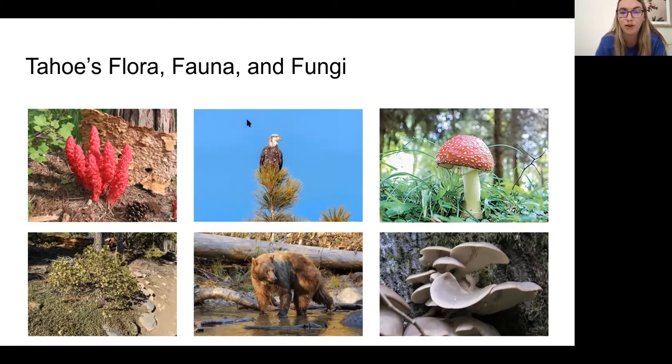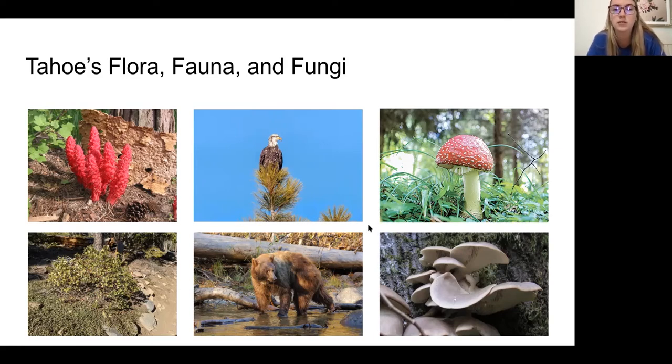And then in the middle, we have our fauna or our animals. These are the two different examples that I just gave. We can see a bald eagle here perched up on the top of a pine tree. And we also have black bears. Looks like this one's walking through a stream somewhere around the lake. And over on our right, we have some examples of different fungi, which is like mushrooms, fungus. This one is a fruiting body of a mushroom growing up out of the forest floor. And this is an example of fungi growing off the side of a tree.